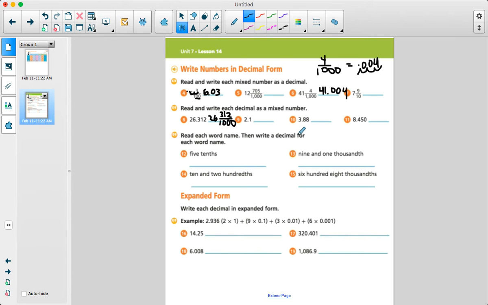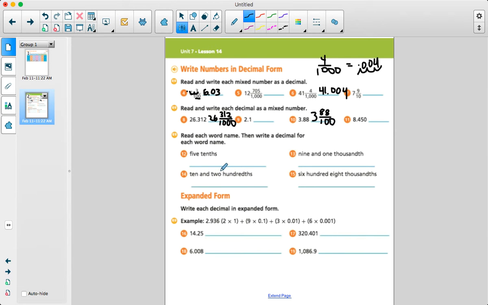All right, now this one, if I was going to say this number, I would say 3 and 88 hundredths. So I have 3, it's my whole number. Remember, it's on the left side of the decimal. And I know it's 2 place values over, so I know it's the hundredths place value. So 88 is going to go on the top of my fraction, and 100 is going to be the bottom of my fraction. 88 hundredths.